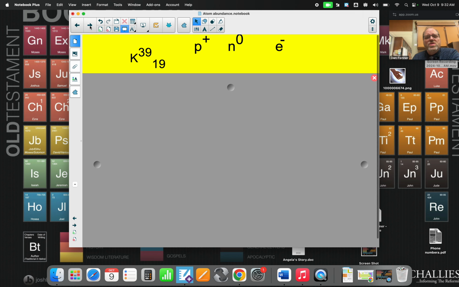Now, let's do a little practice here. Let's say we take potassium. Potassium is symbolized by the letter K, has atomic mass of 39, atomic number 19. Since atomic number is the number of protons, I have 19 protons. Now, a neutral element has no charge. So I have 19 positives, and I also have to have 19 negatives. Now, to find the number of neutrons, we take the atomic mass, the number of protons and neutrons, and subtract the number of protons: 39 minus 19, we get 20.